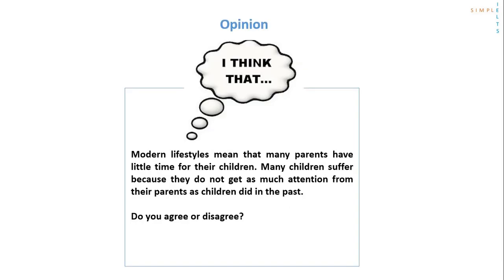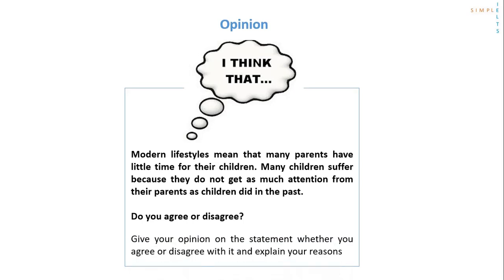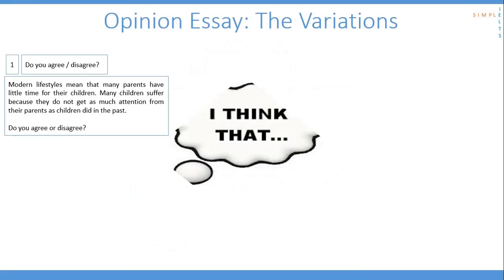So let's discuss the first type, opinion. As we saw already, it is as simple as we have to give our own opinion to a certain topic. So you can start by saying that I think that, or my view to this issue is that, and so on. So essentially, you have to give your opinion on the statement, whether you agree or disagree with it, and explain your reasons. Okay, so that's a brief explanation about the opinion type. And then there are some variations to this type of essay.